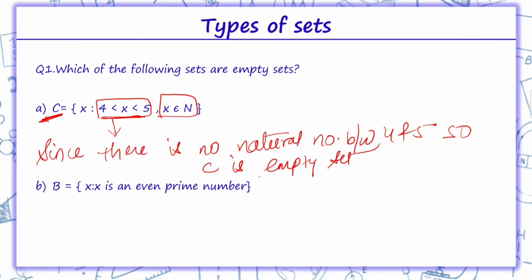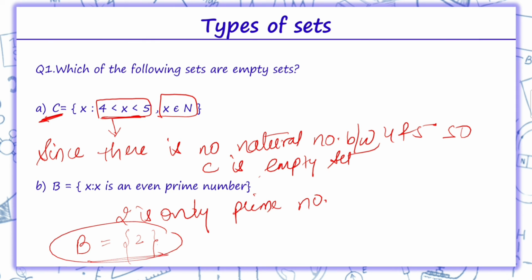But yes, if I have written x such that x is an even prime number, we know 2 is the only even prime number. So set B can be represented by this 2. So it has an element, therefore it is not an empty set. Yes, it has only one element, therefore we can call it a singleton set.